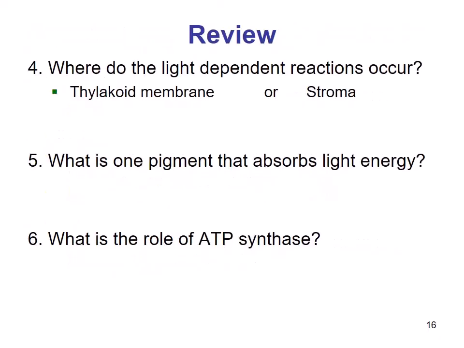So where do the light-dependent reactions occur? The light-dependent reactions happen in the thylakoid membrane, and remember the thylakoid membrane is part of the chloroplast. What is one pigment that absorbs light energy? So you were probably thinking of chlorophyll, so chlorophyll A or chlorophyll B or carotenoids would work. And then what does ATP synthase do? ATP synthase synthesizes ATP. Remember that protons flow through ATP synthase and it turns the rotor complex just like water over a water wheel or wind over a windmill, and that provides the energy to produce ATP.